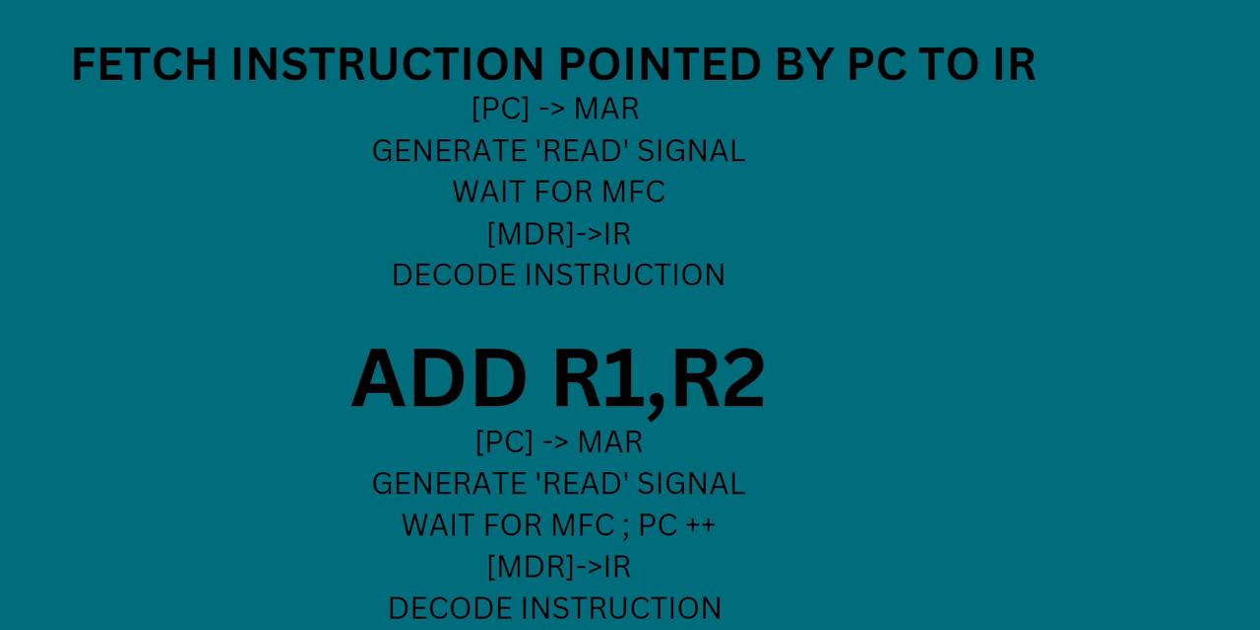So obviously it will need some time to do this. So while the MAR is performing this task, we will patiently wait for the MFC. Now after we get this signal, the main memory will transfer the data that it has found at that particular location in memory to the MDR or memory data register.